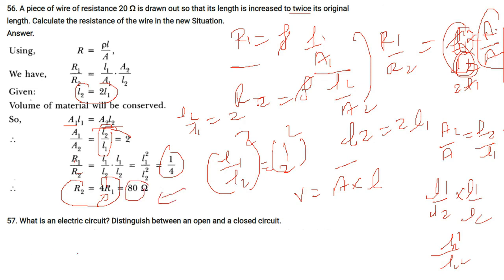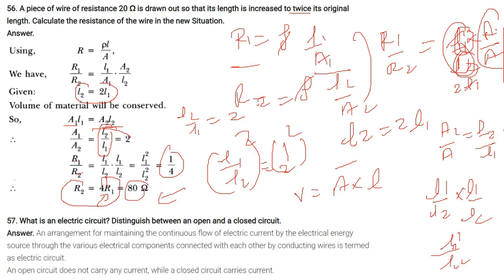What is an electric current? Distinguish between an open and closed circuit. An arrangement for maintaining the continuous flow of electric current by the electrical energy source through various electric components connected with each other by conducting wires is actually the electric circuit. This is the total electric circuit. An open circuit does not carry any current because the circuit is open, while a closed circuit will carry a current because it is closed, the wire is connected.